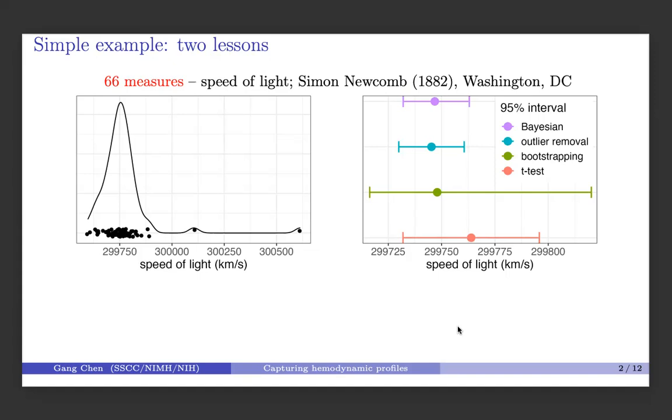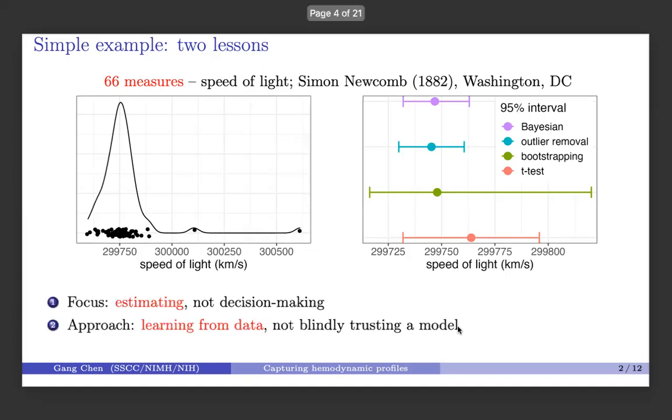So the last approach is we don't assume the traditional Gaussian distribution. Instead, we assume that those 66 data points follow a Student t distribution. With this approach, you can see the result is roughly similar to the outlier removal approach, but we get rid of the arbitrariness associated with outlier removal. So there are two lessons we can learn from this example.